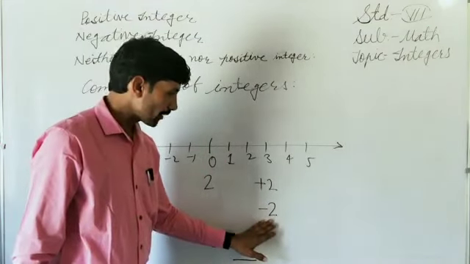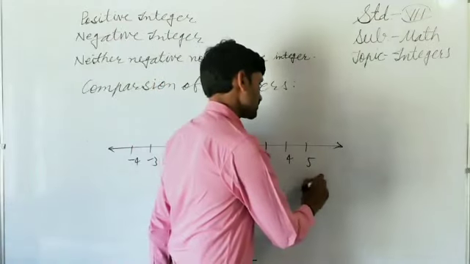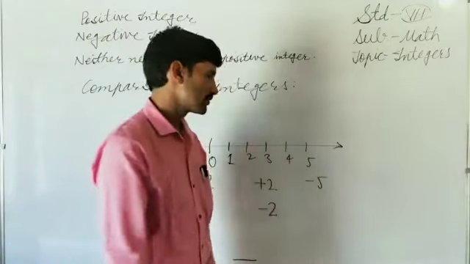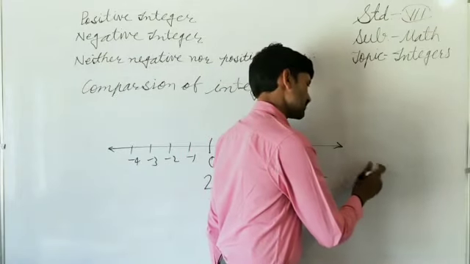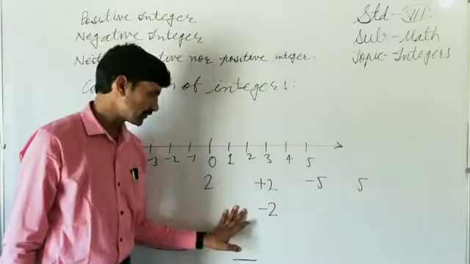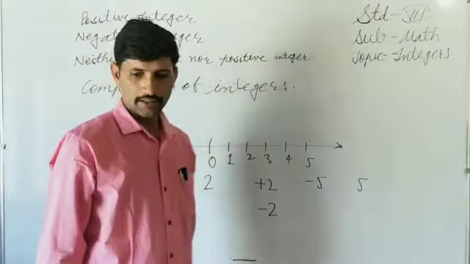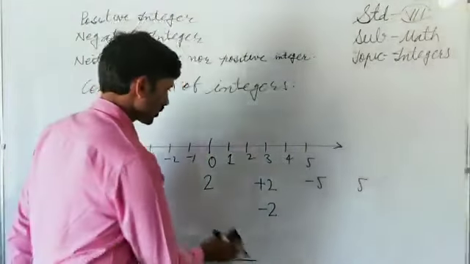And what is the negative of minus 2? It is plus 2. Similarly, what is the negative of minus 5? It is 5. What is the negative of 5? It is minus 5. So how can we find the negative of any integer? That is a very easy process. Here, let us talk about a fact.